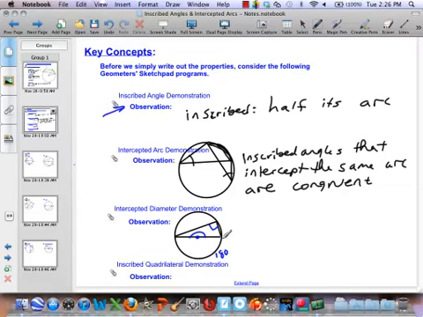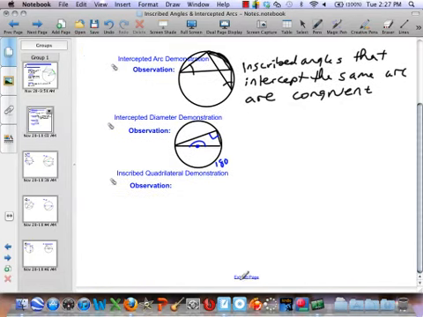What do you mean, intercept the diameter? If the inscribed angle intercepts the diameter... So the arc's 90 degrees? No, the arc is 180, the angle is 90. If this inscribed angle intercepts the diameter, it's 90.